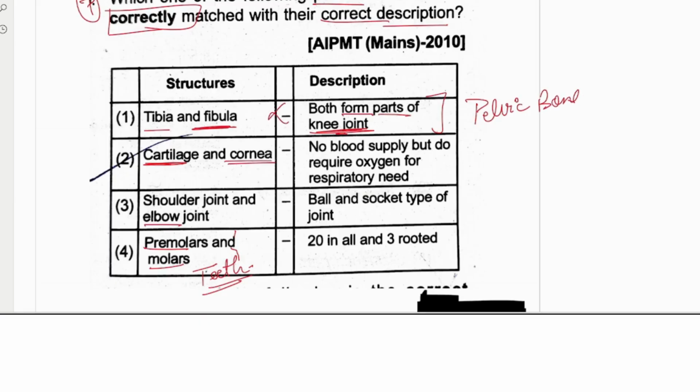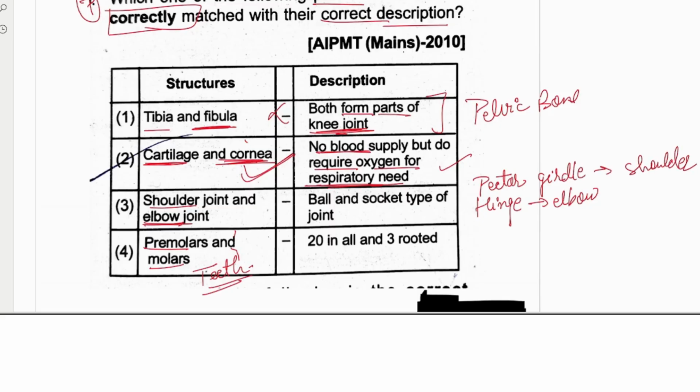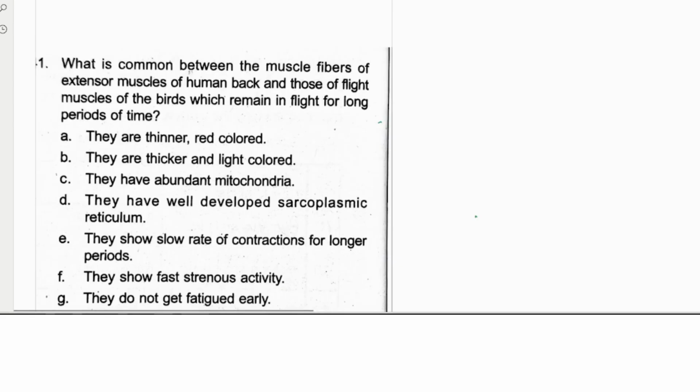Second is the cartilage and the cornea, no blood supply but do require oxygen for the respiratory need. Absolutely correct. Cornea is the area where there is no blood supply in the eye. Shoulder and the elbow joint, we have seen the hinge joint in the elbow. Shoulder means pectoral girdle, just now we have seen in the first question. So that is a shoulder joint, and because of that it is also incorrect. They are saying ball and socket joint. Fourth is absolutely incorrect.